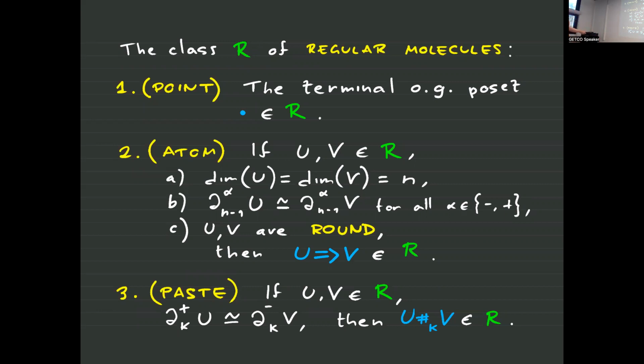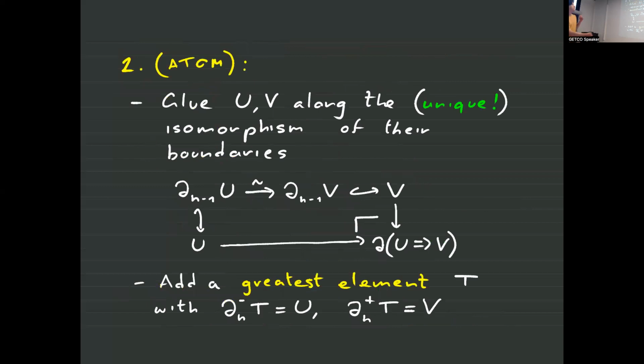And then finally, we have this pasting rule, which says that if U and V are regular molecules and the output k-dimensional boundary of U is isomorphic to the input k-dimensional boundary of V, then we can glue them along this boundary. So it's a way of gluing together these things that respects direction in a certain sense. So you can only glue an output thing to an input thing.